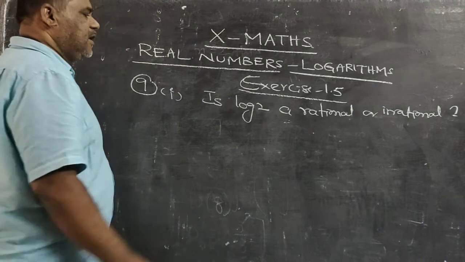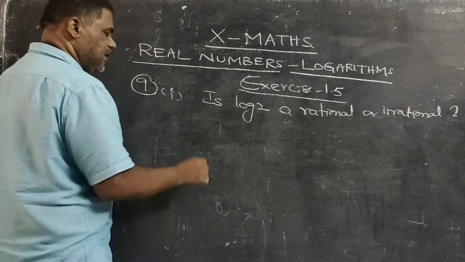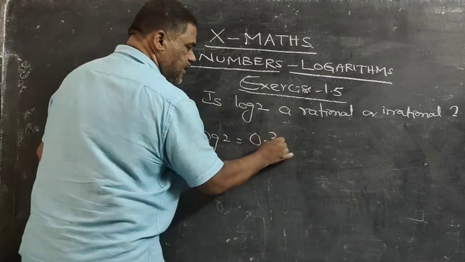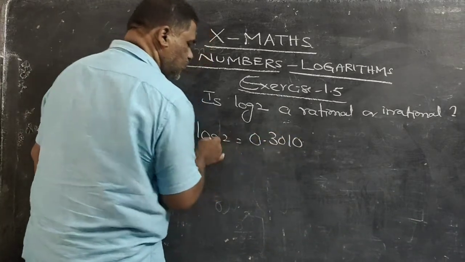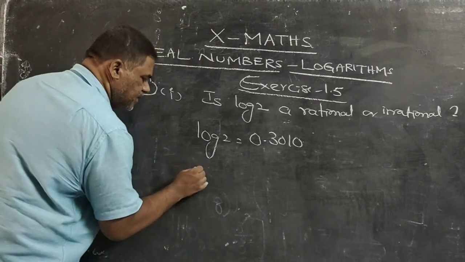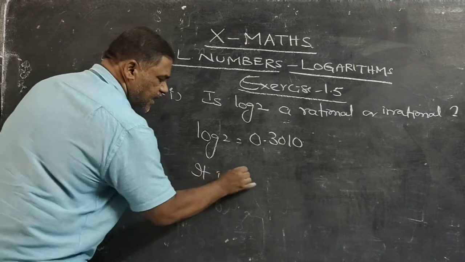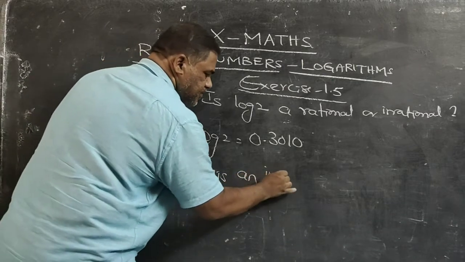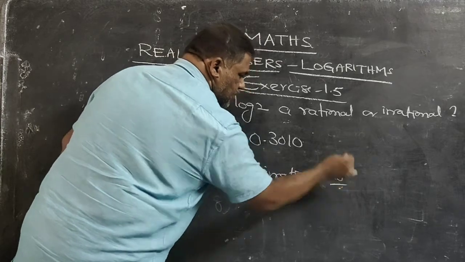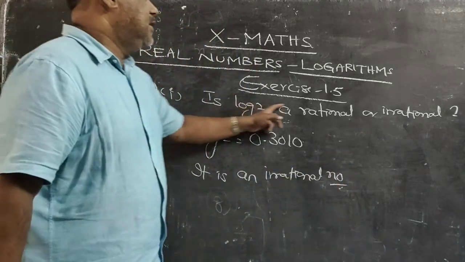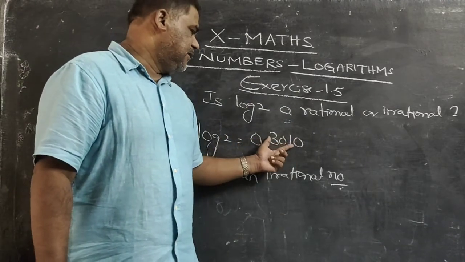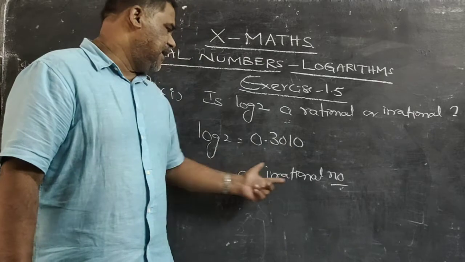Now we have to write whether log 2 is rational or irrational. Log 2 value is given as 0.3010. This is the value of log 2, which is not an exact value. It is an irrational number. The approximate value is given as 0.3010. This is not the exact value and it is an irrational number.